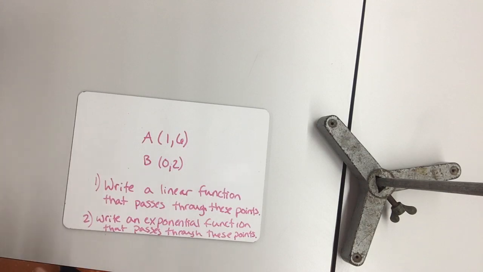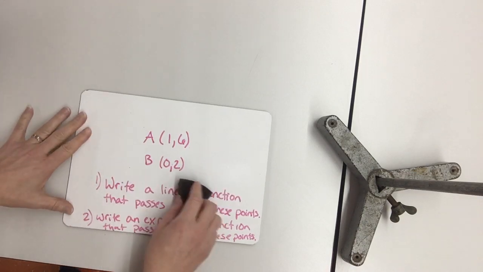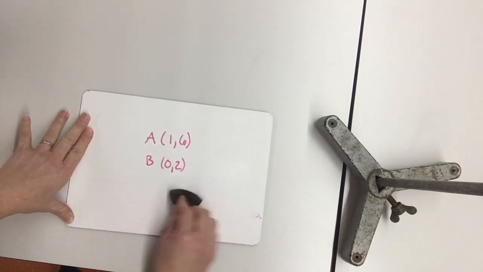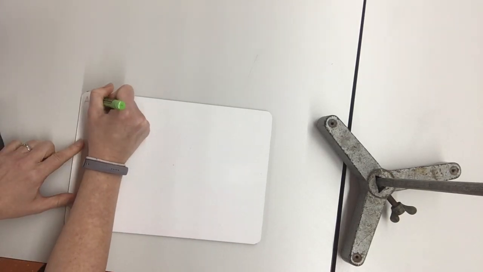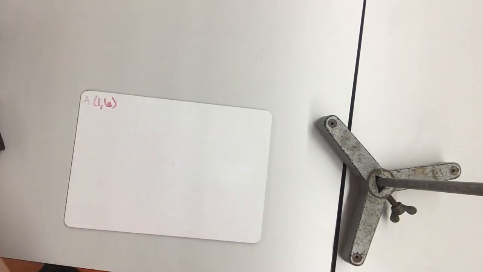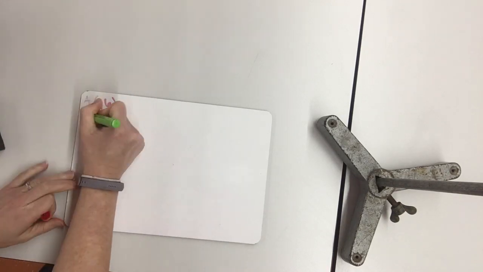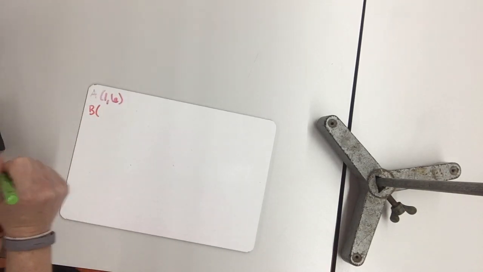Okay, so hopefully you paused the video and you've got your idea for these. Let's work through these together and you can check what you got. So I'll just write the points here in the corner. A was 1, 6, and B was 0, 2.